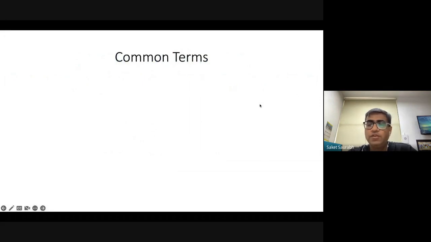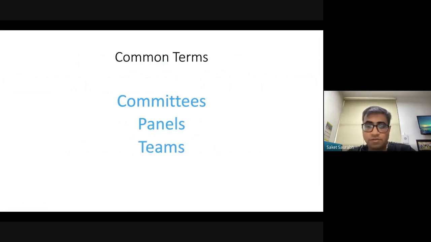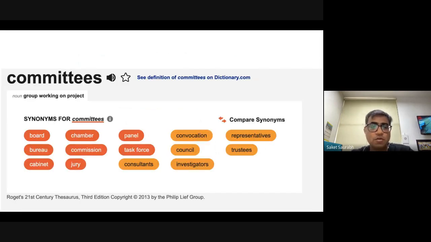Some of the common terms that we tend to hear are committees or panels or teams, or task force. If you look at a dictionary on the website, you will find some of the synonyms for committees are board, bureau, panel, representatives, trustee. So these are very common terms that we hear all the time.